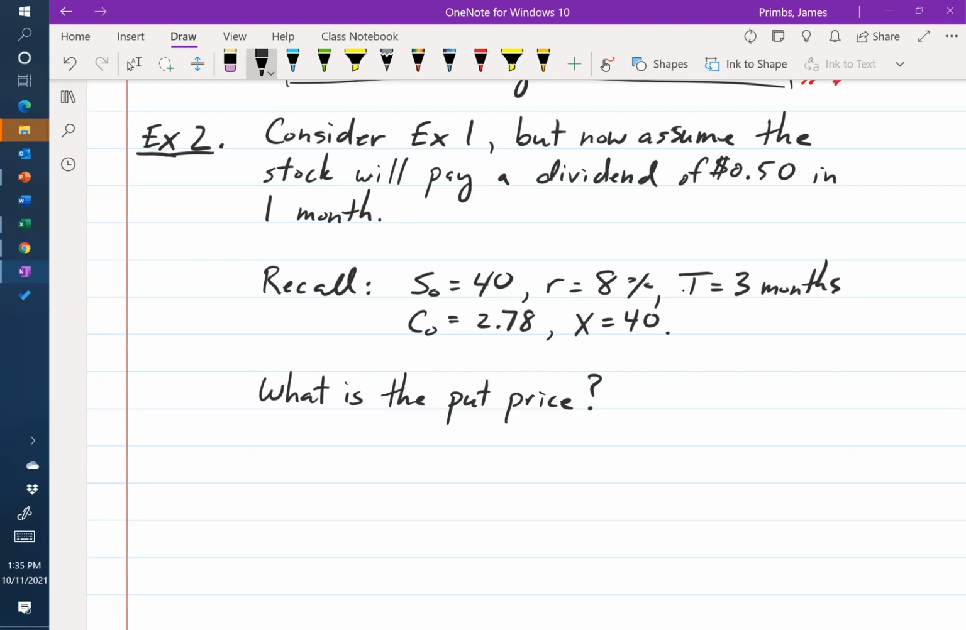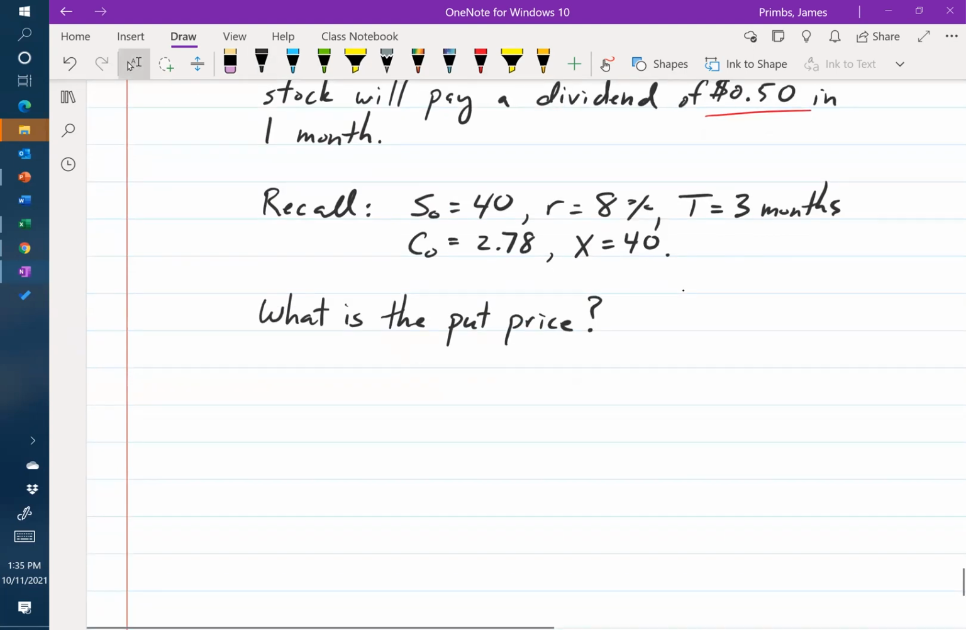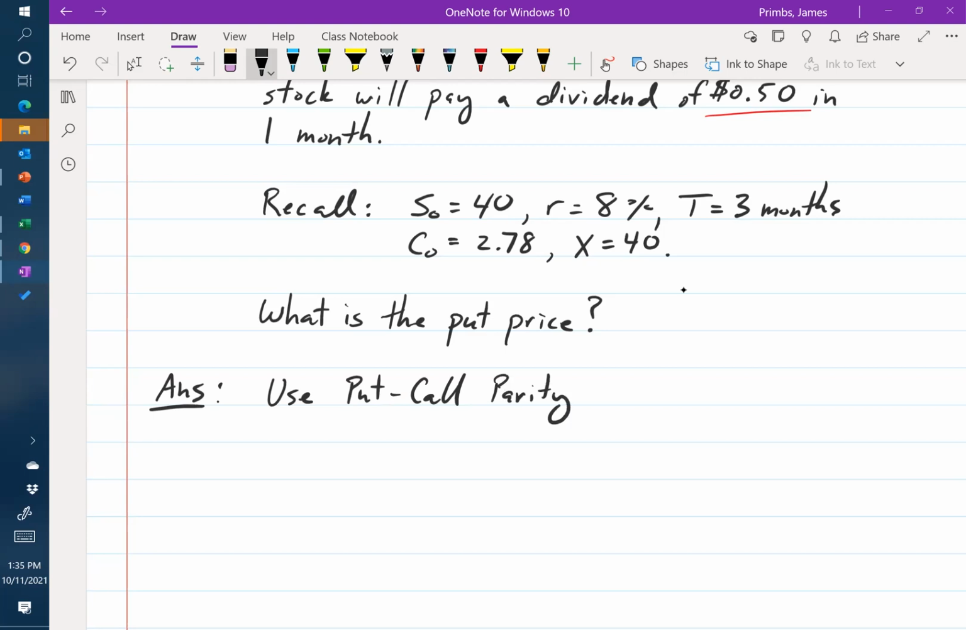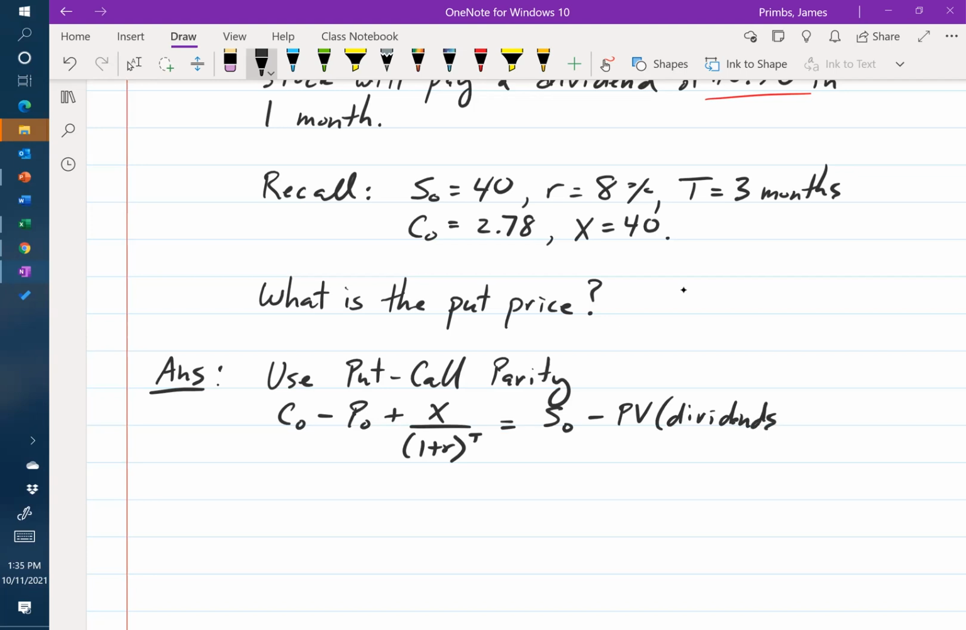Okay. So easy. All I need to do here is put call parity. But now I need to take account of the dividend. Remember, the dividend is easy. That's just a rebate to the stock price. So let's go to our answer. Answer: use put call parity. Put call parity says C0 minus P0 plus X over (1 plus R) to the T equals, but now I do S0 minus the present value of any dividends. And the dividends have to occur prior to expiration, right?